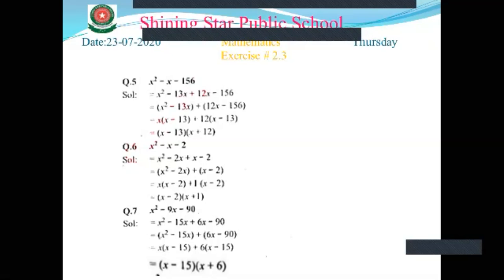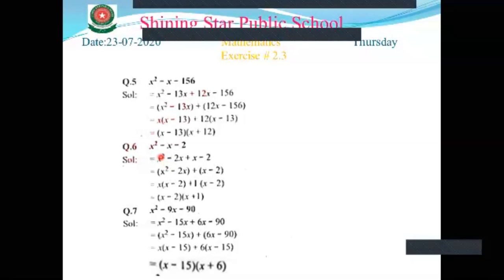Now take the common x from the first two terms, so it becomes x minus 13, and take the common 12 from the next two terms, it becomes x minus 13. Now take the common x minus 13, so from the first term we get x, and from the second term we get 12, which is your required answer.